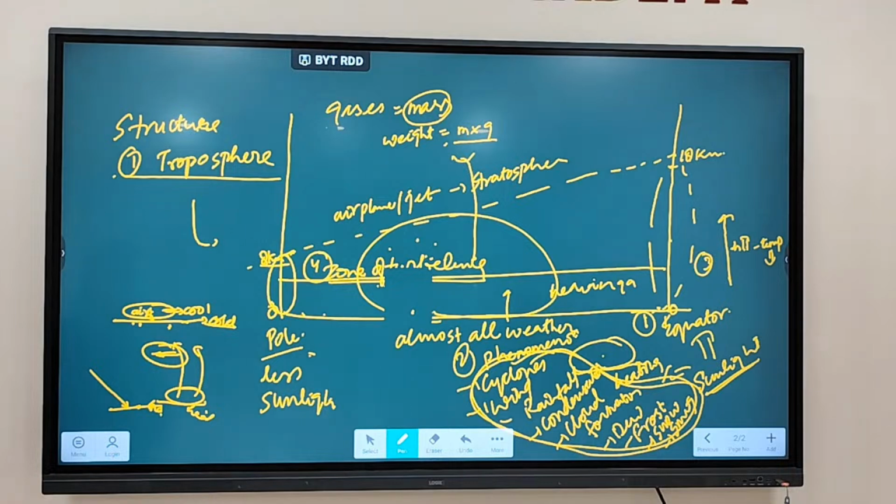So we'll stop today at this point. The rest, stratosphere and mesosphere, we'll take up in the next class. Fine. Anybody having any doubt? Please revise everything with regard to geomorphology. If you're finding any doubt, let me know.